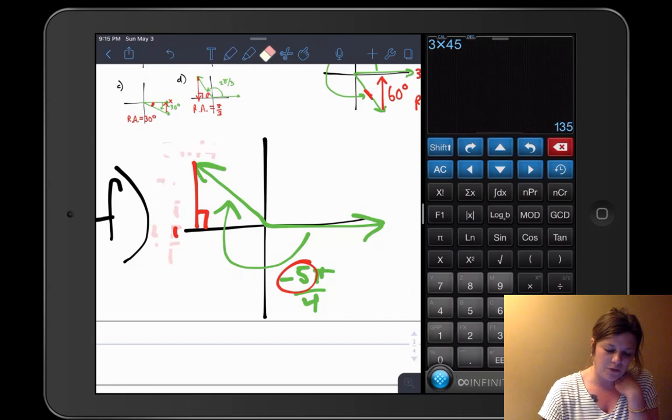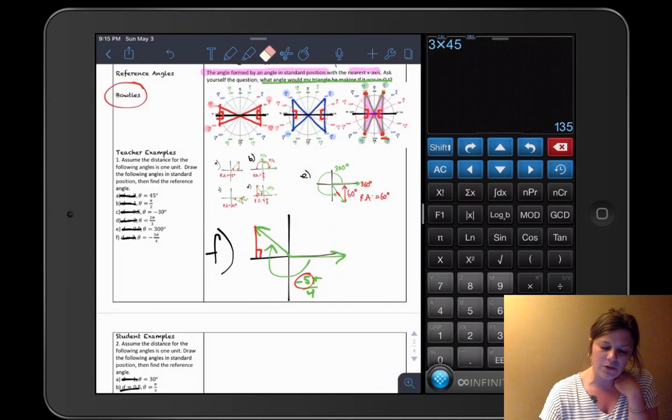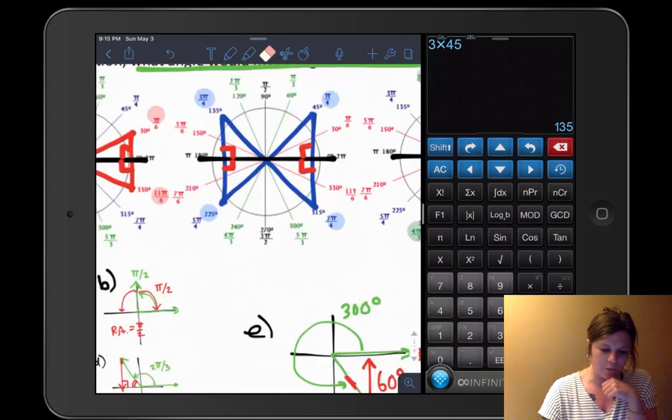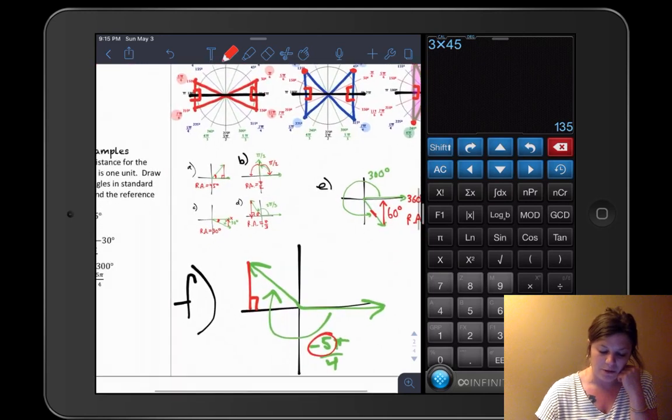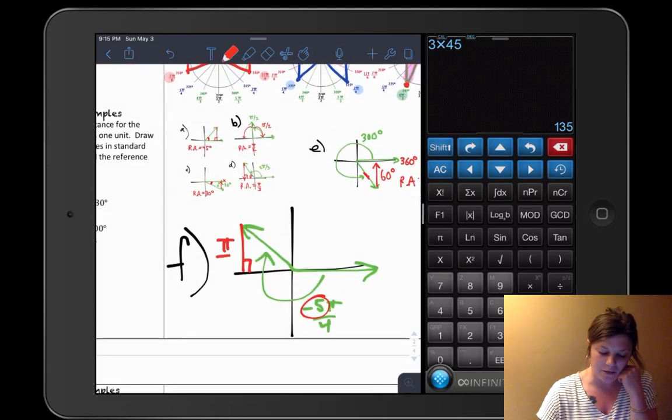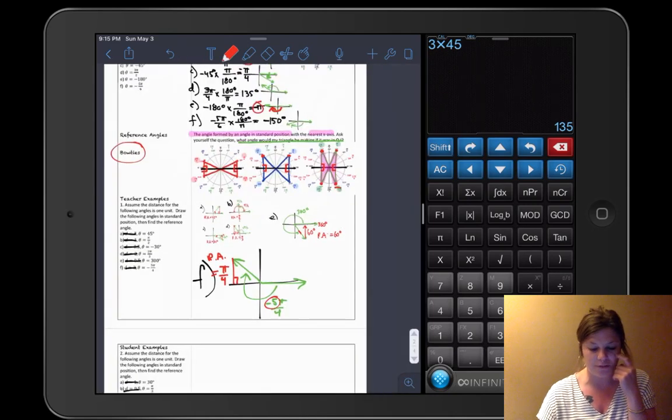If that confused you, don't worry about it. Let's just use our reference. So if we're at the over 4s, all of these are over 4, over 4, over 4, over 4. I know that I am here, but what would the angle be if I was in quadrant 1? It would be pi over 4. All right, so we know that our reference angle equals pi over 4.